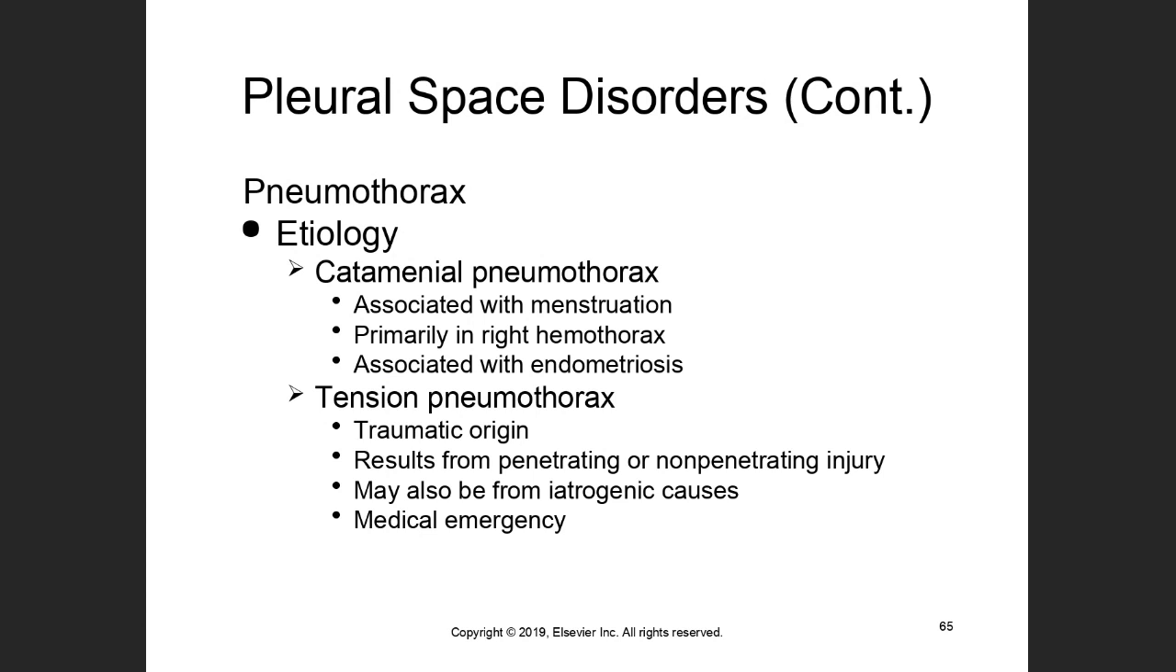Etiology, catamenial pneumothorax, associated with menstruation, primarily in the right hemithorax, and associated with endometriosis. That's extremely rare that you see that. Okay, that's not really common. Tension pneumothorax, yes, tension pneumothorax most of the time is due to a trauma.